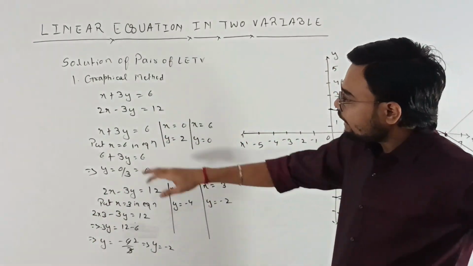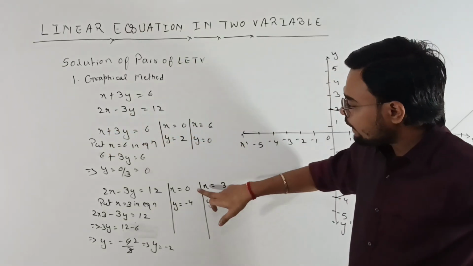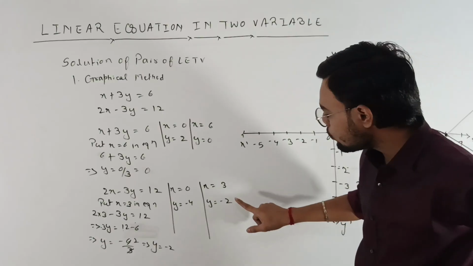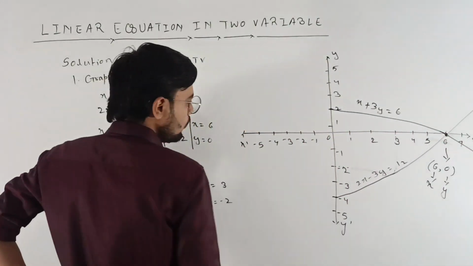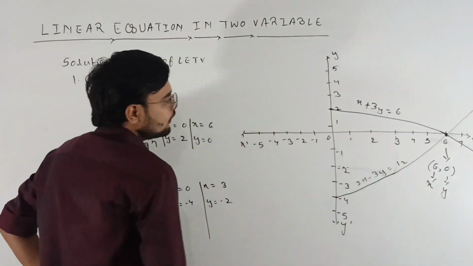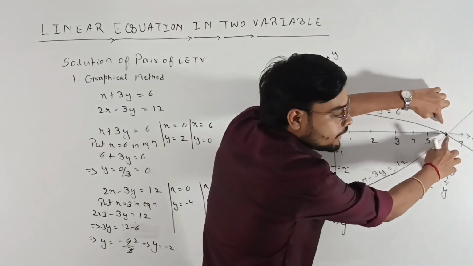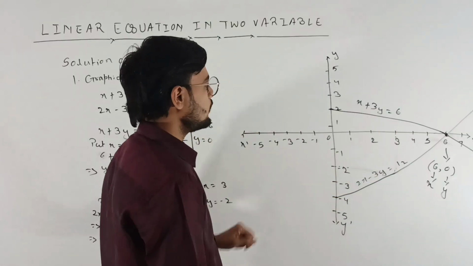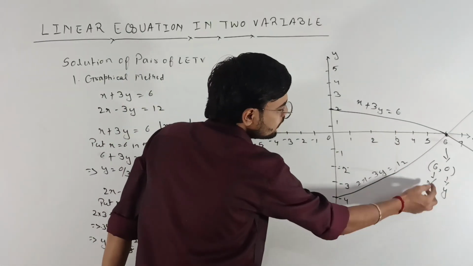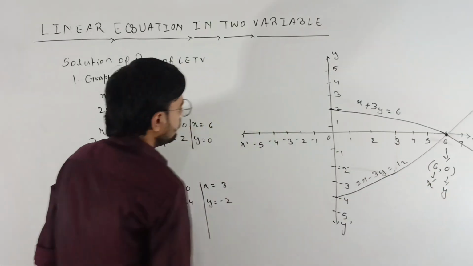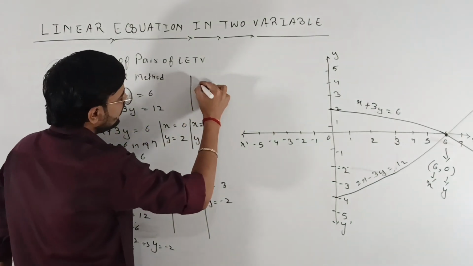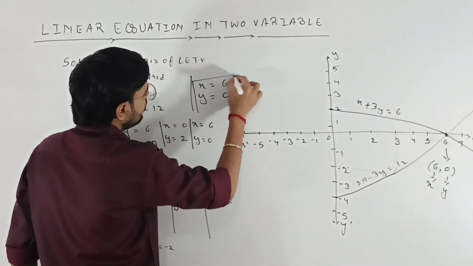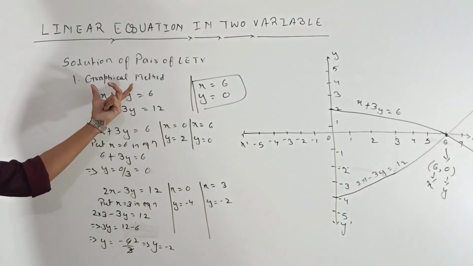Now again I assume values for the second equation. When I assume x is equal to 0, I get y is equal to minus 4. And when I assume x is equal to 3, I get y is equal to minus 2. From these coordinates I draw the graph for this equation. Now these two graphs intersect at this point, and the coordinate of this point is the solution of this pair of linear equations in two variables. The coordinates are 6, 0, so x is 6 and y is 0. So the solution is x is equal to 6 and y is equal to 0. This is the solution of this pair of linear equations by the graphical method.